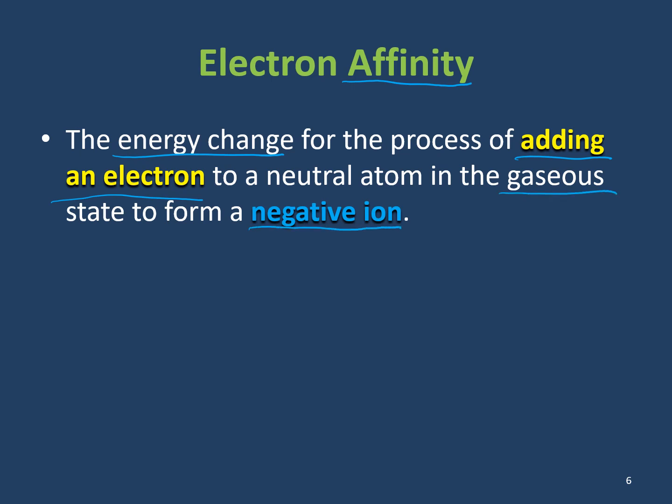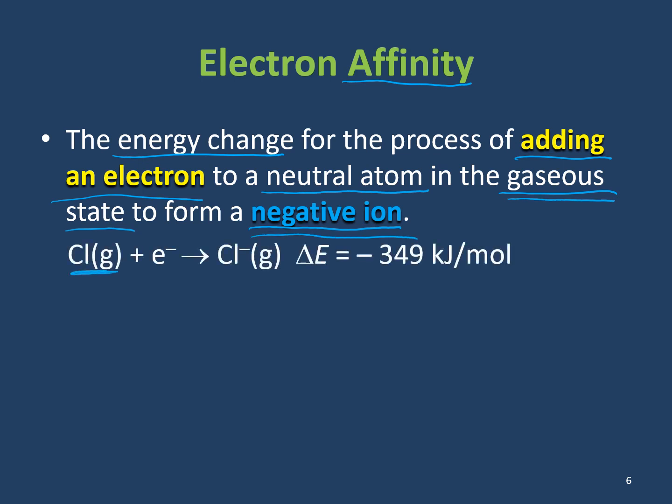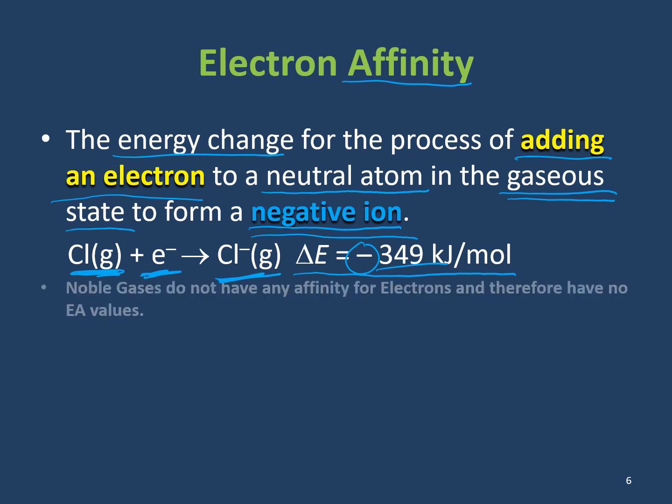This has to be in the gaseous state, according to the definition. So we're going to add an electron to a neutral atom in the gaseous state and form the negative ion. In other words, we're going to do this: Cl gas, adding an electron, going to Cl minus gas. And the energy change here is our electron affinity. In this case, it's a negative value, negative 349.